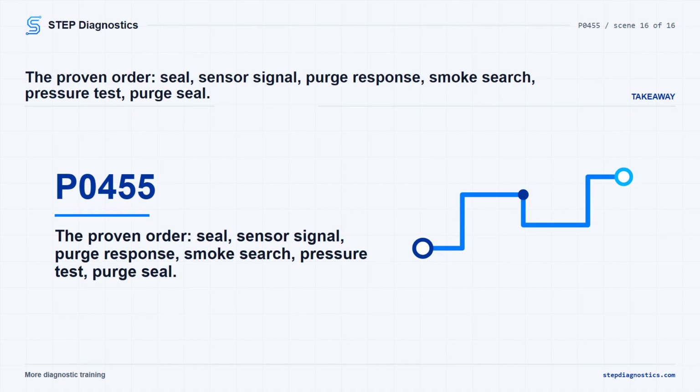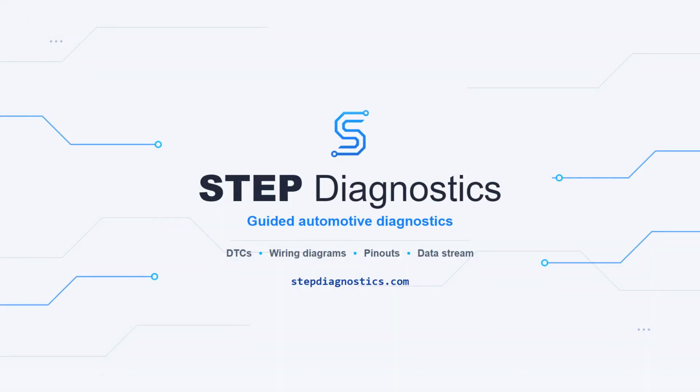Install a new EVAP canister purge valve, run the PCM evaporative emission system test, clear the PCM codes, and repeat the self-test. If the purge valve passes and no concerns are present, clear the PCM codes and repeat the self-test. The takeaway: prove the seal, prove the FTP signal and purge response, find any leak with smoke, and finish by verifying pressure and purge valve sealing.